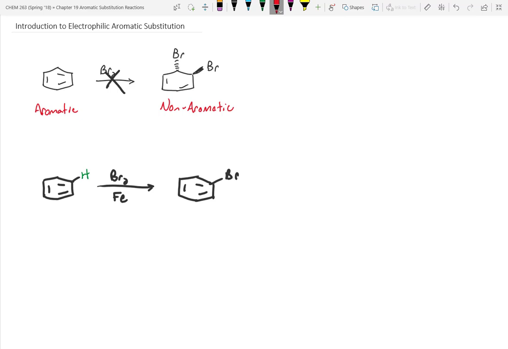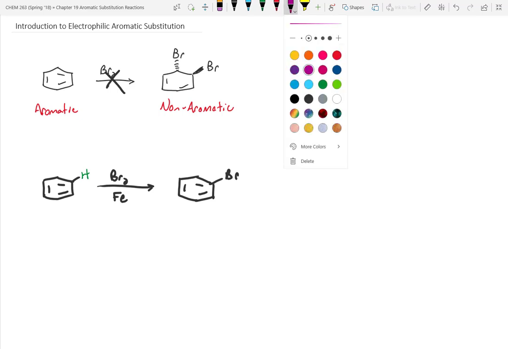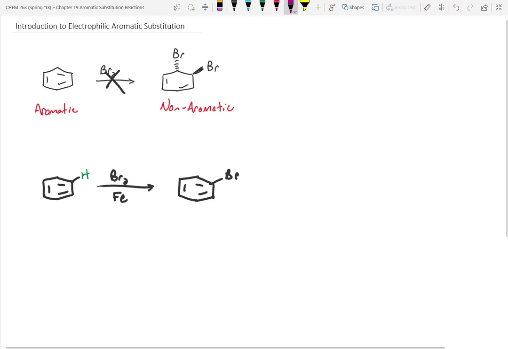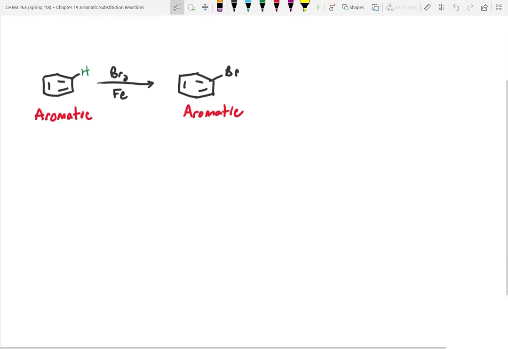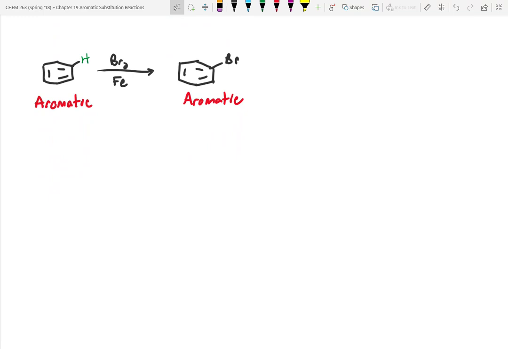We'll discuss it in a little more detail, but let me first change my pen thickness. I don't like the skinny pens. All right, the reason that this is allowed is we're going from an aromatic molecule to another aromatic molecule. We're not doing an addition reaction, we're just swapping out a proton for a bromine. So this is called electrophilic aromatic substitution, not addition. Let's take a look at the full mechanism and try to understand why iron is so important for this reaction. But before we do that, let's look at the overall mechanism.